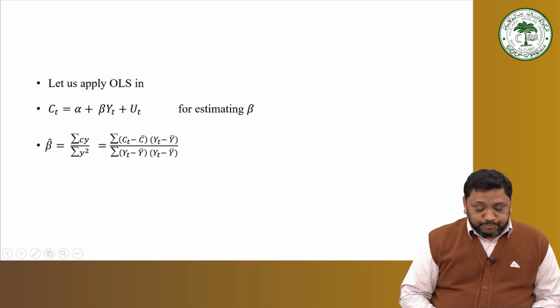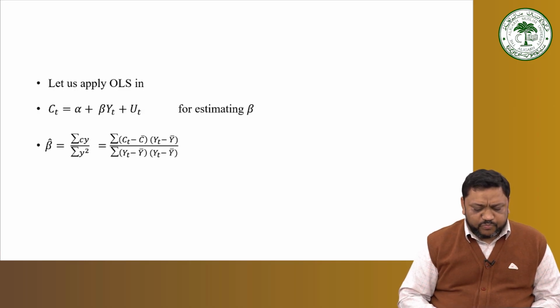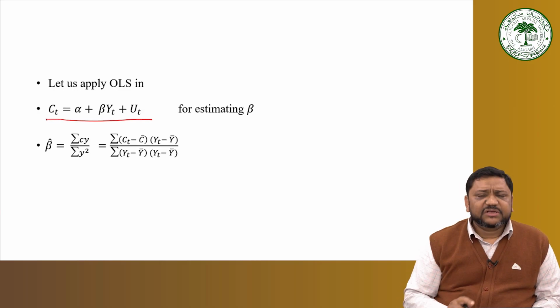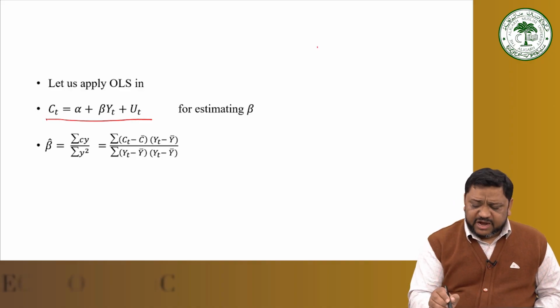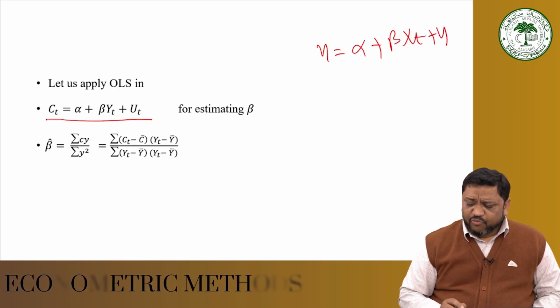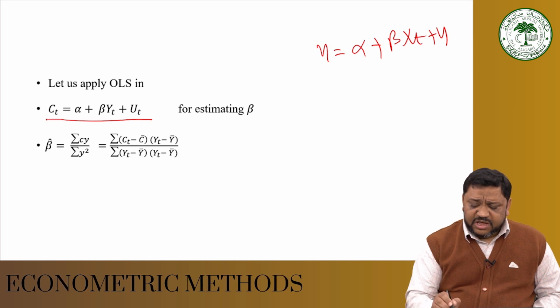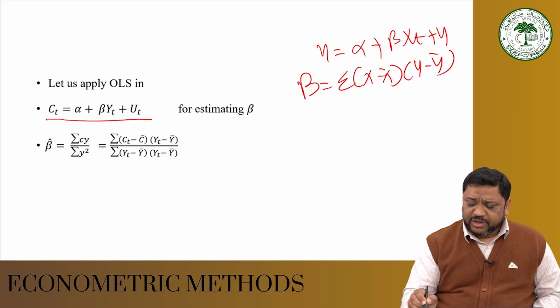Now let us do another system of equations. Now let us try to apply OLS. What we do? We try to apply OLS. This is my system of equations. Say Ct is equal to alpha plus beta yt plus xt. Normally when we had y is equal to alpha plus beta xt plus ut, what we used to write? We used to write beta is equal to summation x minus x bar, y minus y bar, divided by summation x minus x bar square.